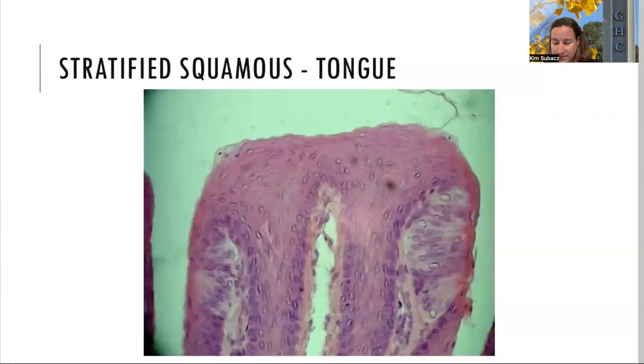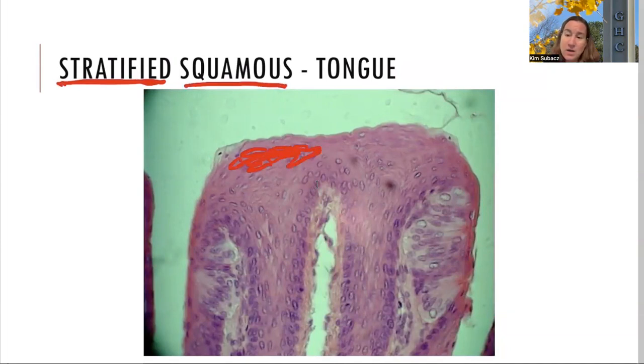So now we are moving into true stratified. So we said multiple layers. Anything that is stratified is multiple layers. And these, if you look, we got some really thin cells up here, all of these really thin cells. And you can see there are layers upon layers upon layers in this. So this slide is of the tongue, and this is going to be stratified, multiple layers, and these are thin cells, so they are the squamous type of epi. Stratified squamous. We find this on the tongue, we find this on the skin.